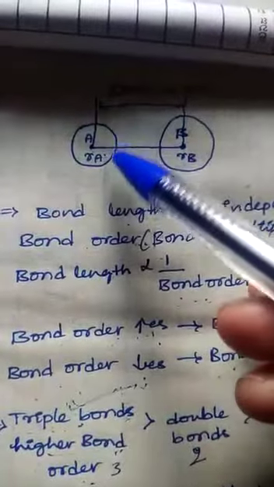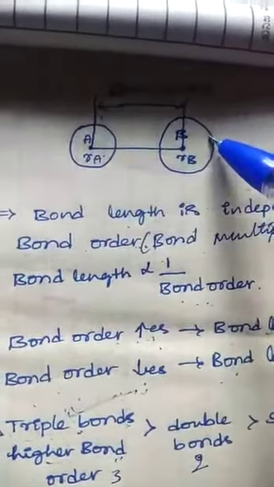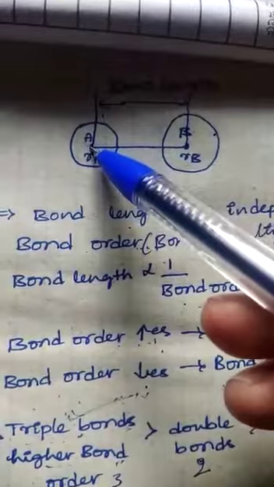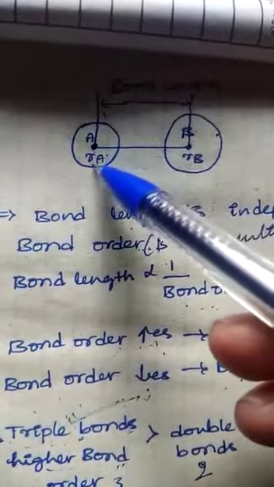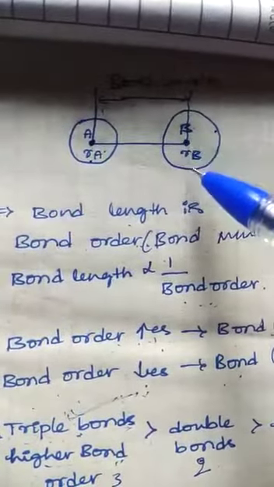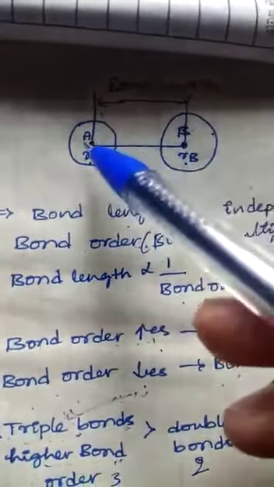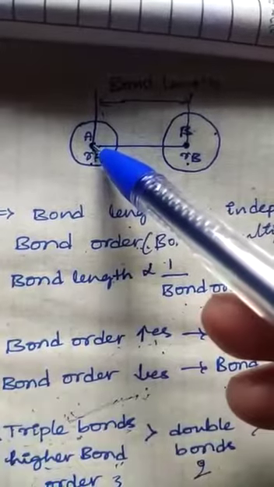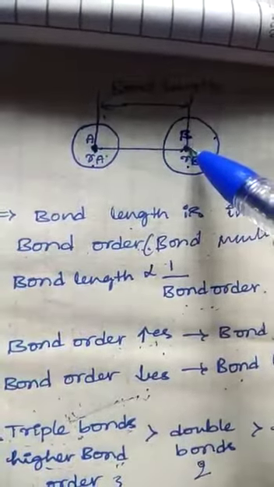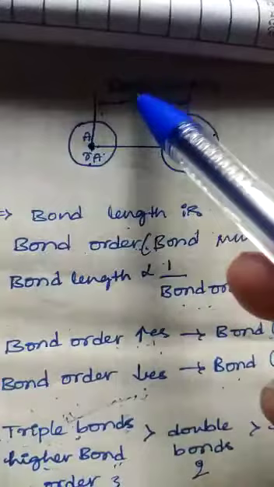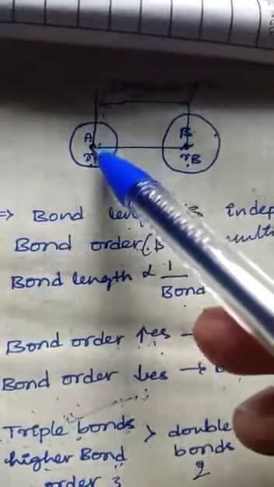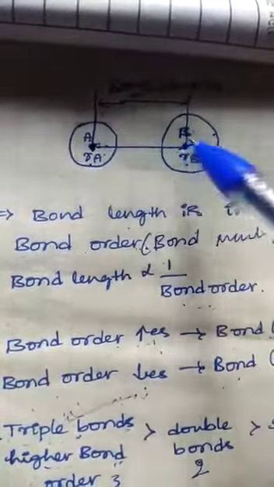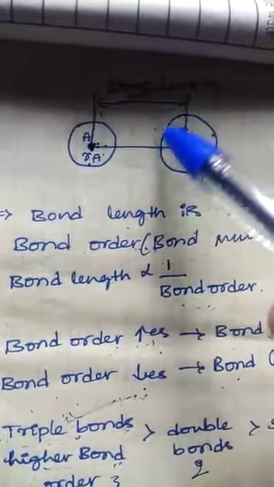Here I am going to take atom A and atom B. I mentioned atom A whose nucleus is Ra and atom B whose nucleus is Rb. We are going to measure the distance between atom A's nucleus and atom B's nucleus. This distance between the nuclei of two bonded atoms is called the bond length.